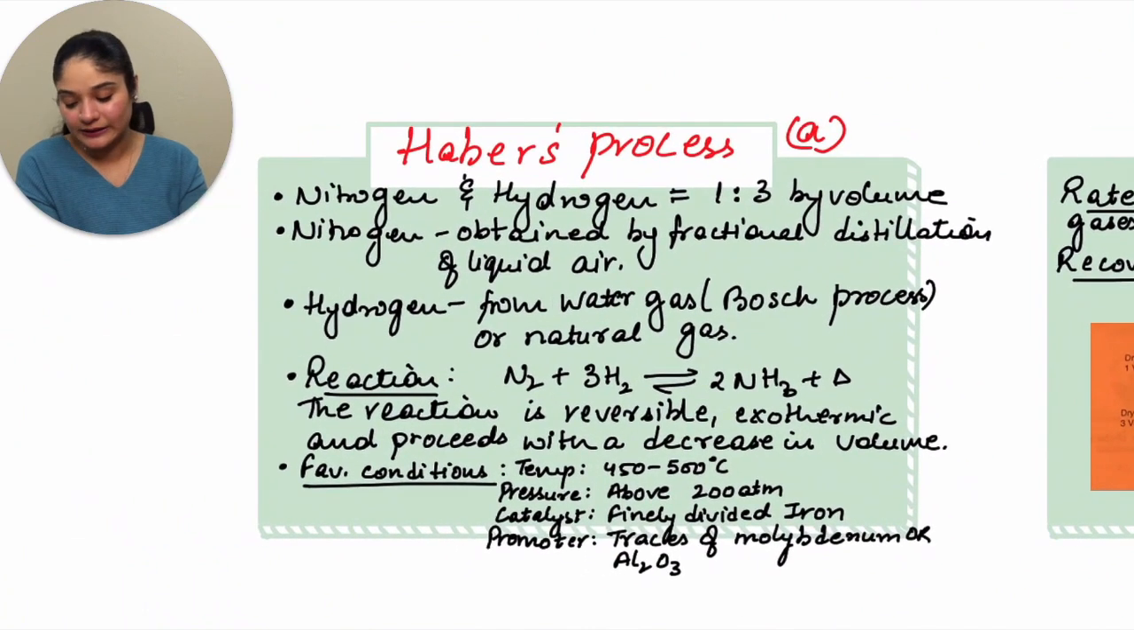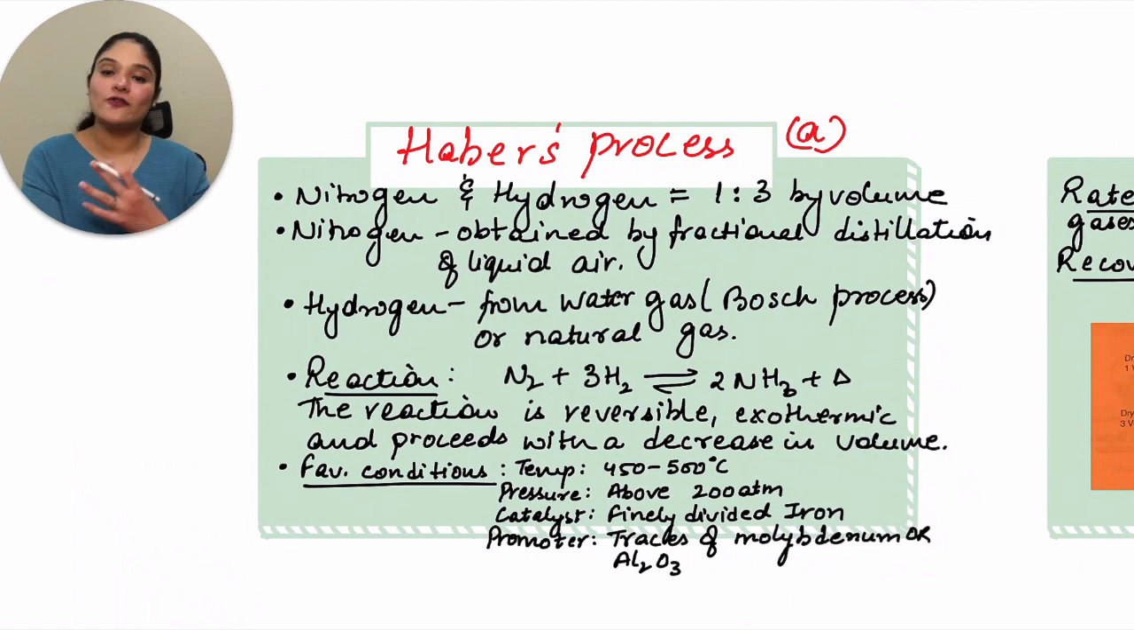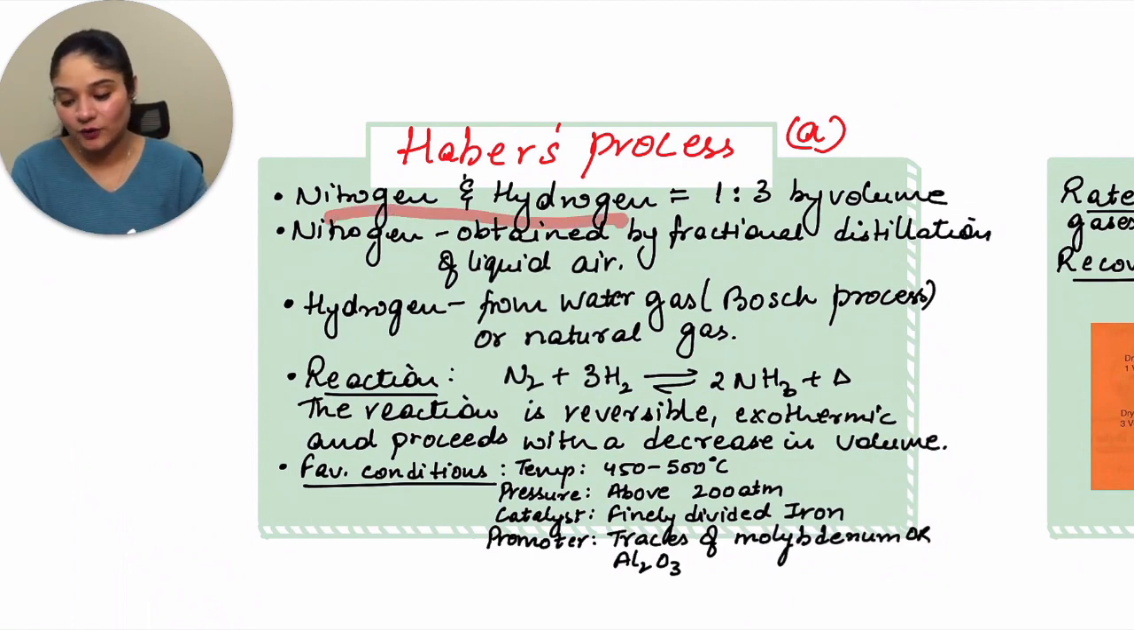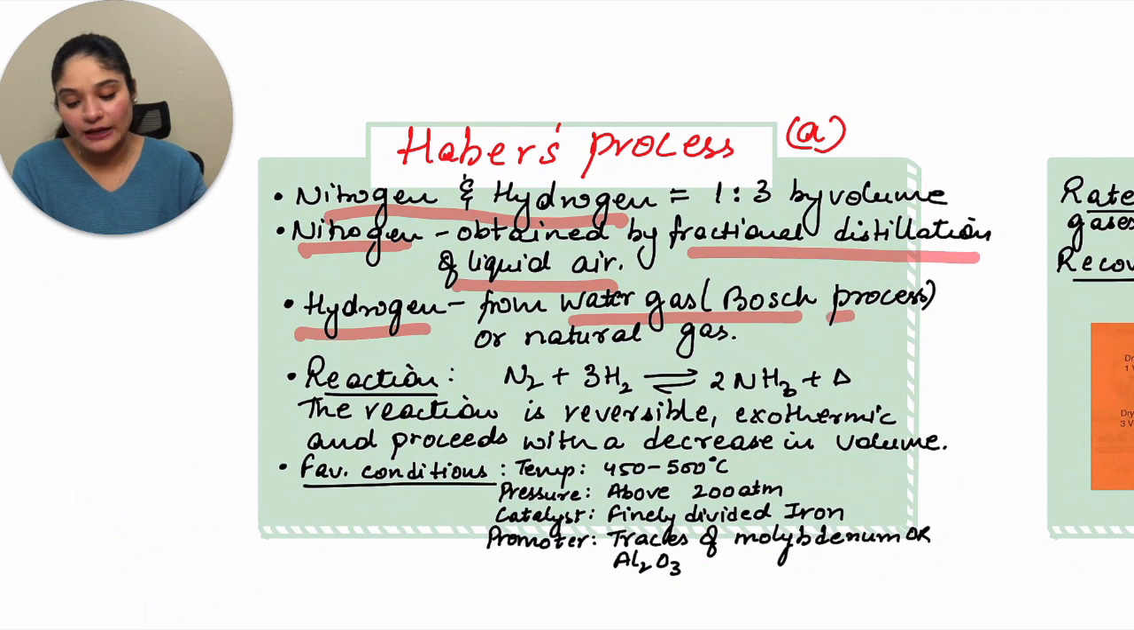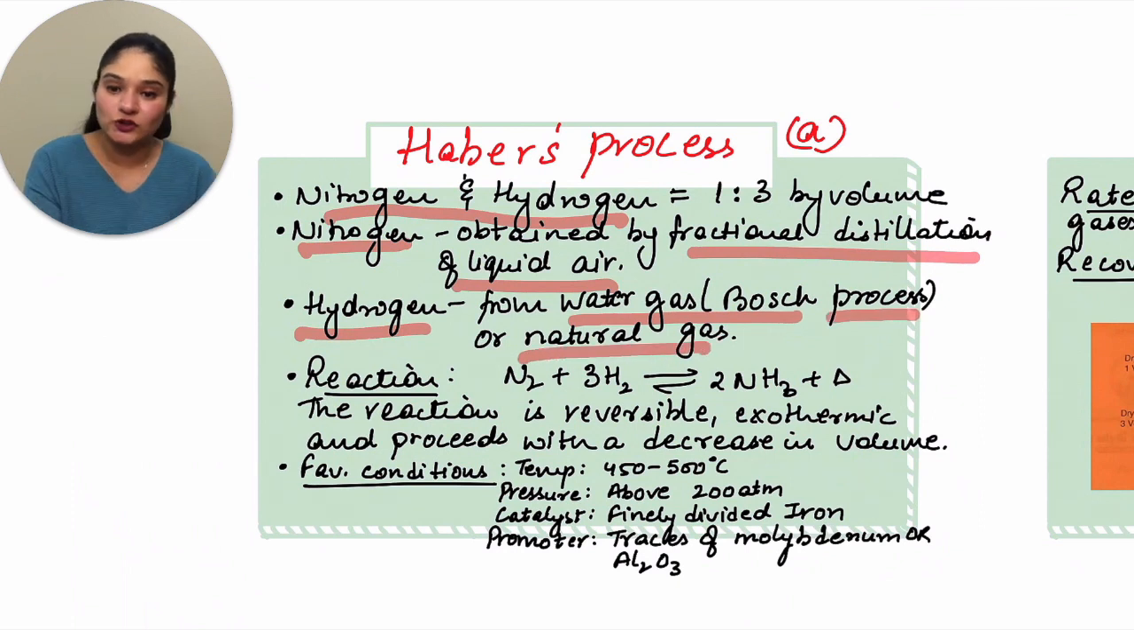So Haber's process is an industrial manufacturing of ammonia gas. So let's start with the first part, that is nitrogen and hydrogen is used in the ratio of 1:3 by volume. Nitrogen is obtained by fractional distillation of liquid air. They can ask you a question, how are the reactants produced, or what is the source of the reactants used for Haber's process. So that was for nitrogen. For hydrogen, we get it from water gas, that is the Bosch process, or natural gas.